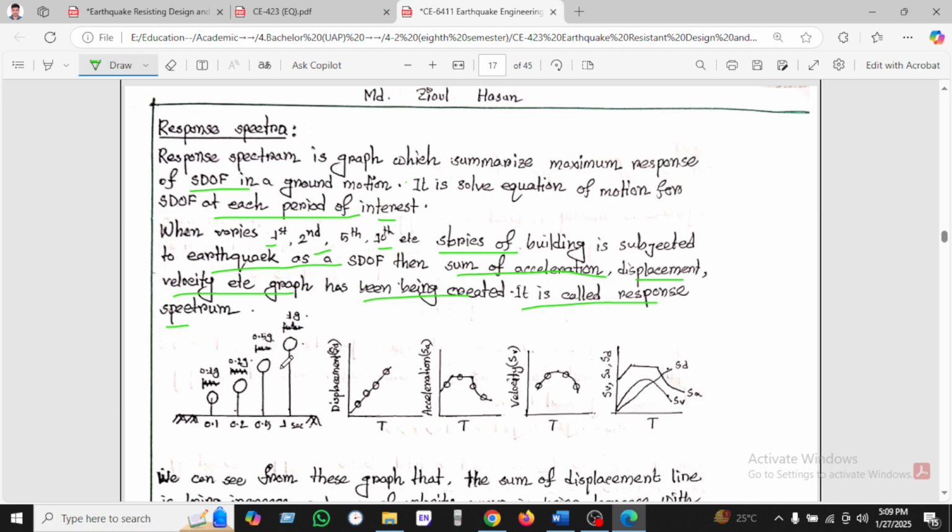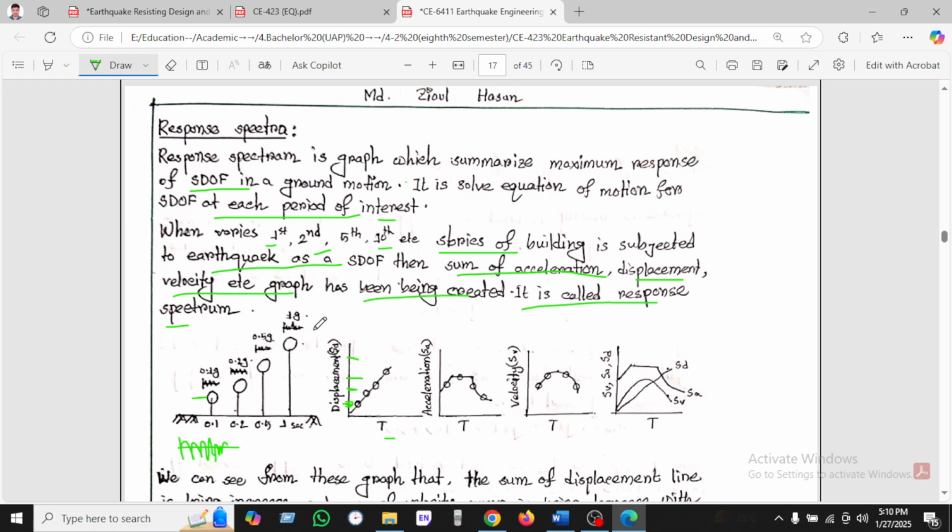We can see different buildings: 10 story, 20 story, 50 story, and 100 story. If a ground motion or acceleration, say El Centro, Kobe, Northridge, is applied on the building, the 10-story building will have a period of 1 second, the 20-story building 2 seconds, the 50-story building 5 seconds, and the 100-story building 10 seconds. If we calculate all the displacements, we find time versus displacement. For the first building the displacement is, let's say, 5, and then 2, and then 25, and this is 5.